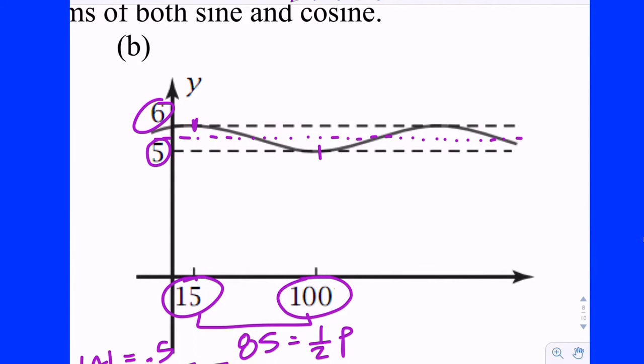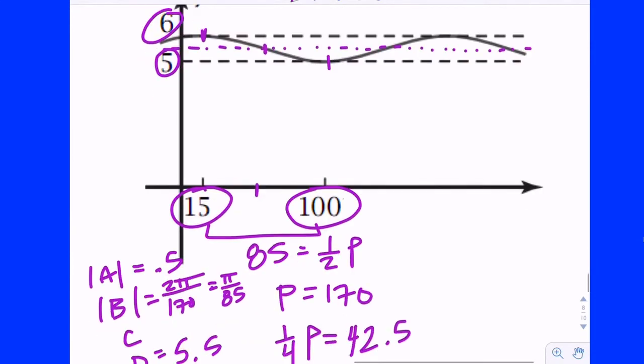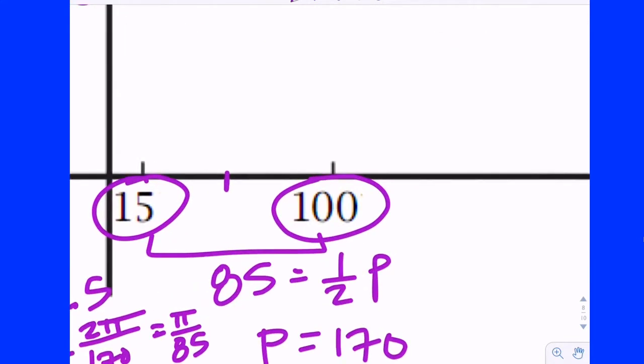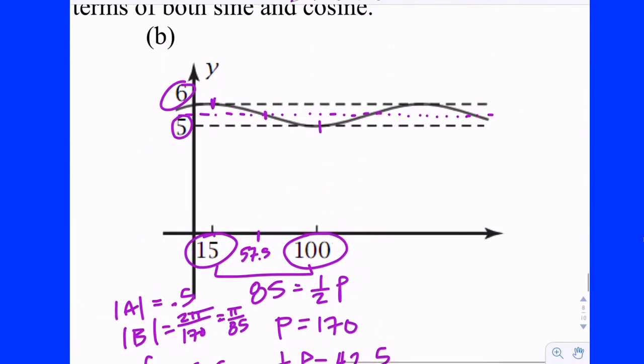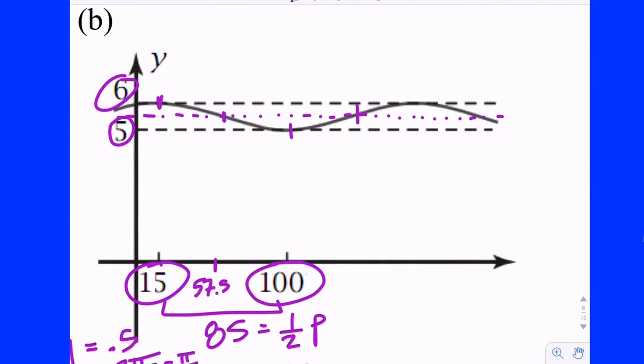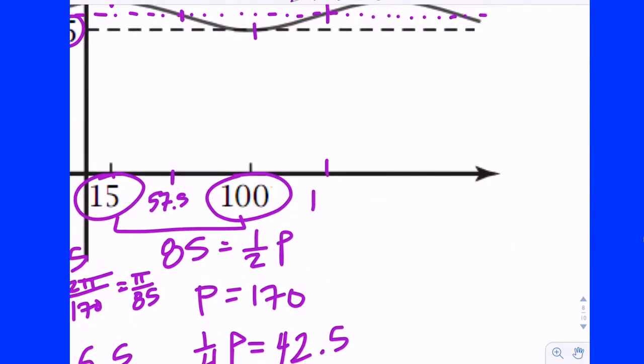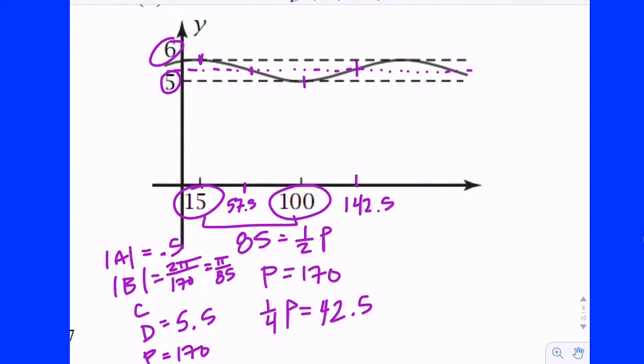So from 15, that's a high point. We have an axis point here. That's going to be 42.5 plus 15, which is going to be 57.5. Yep. And then we have the low point, which is at 100. And then we have another axis point over here, which is at 142.5. And that might be enough to label.